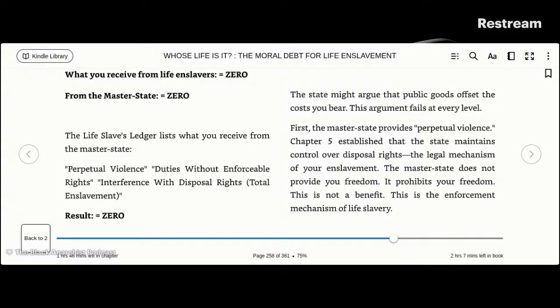The life slave's ledger lists what you receive from the master state. Perpetual violence, duties without enforceable rights, interference with disposal rights, total enslavement. The result is zero. The state might argue that public goods offset the cost you bear. This argument fails at every level. First, the master state provides perpetual violence. Chapter 5 establishes that the state maintains control over disposal rights, the legal mechanism of your enslavement. The master state does not provide you freedom. It prohibits your freedom. This is not a benefit. This is the enforcement mechanism of life slavery.